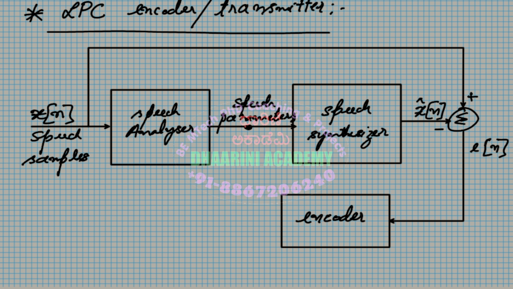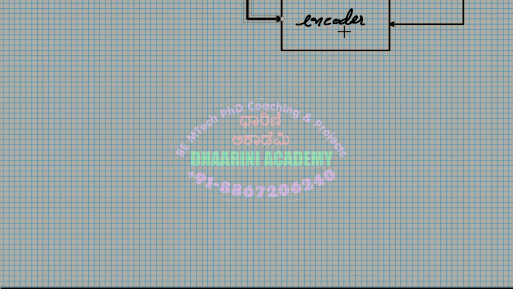So I use the speech parameters which are generated. I'll give both of them as input so that this generates a set of outputs. Okay, so this is the LPC, Linear Predictive Coding output.